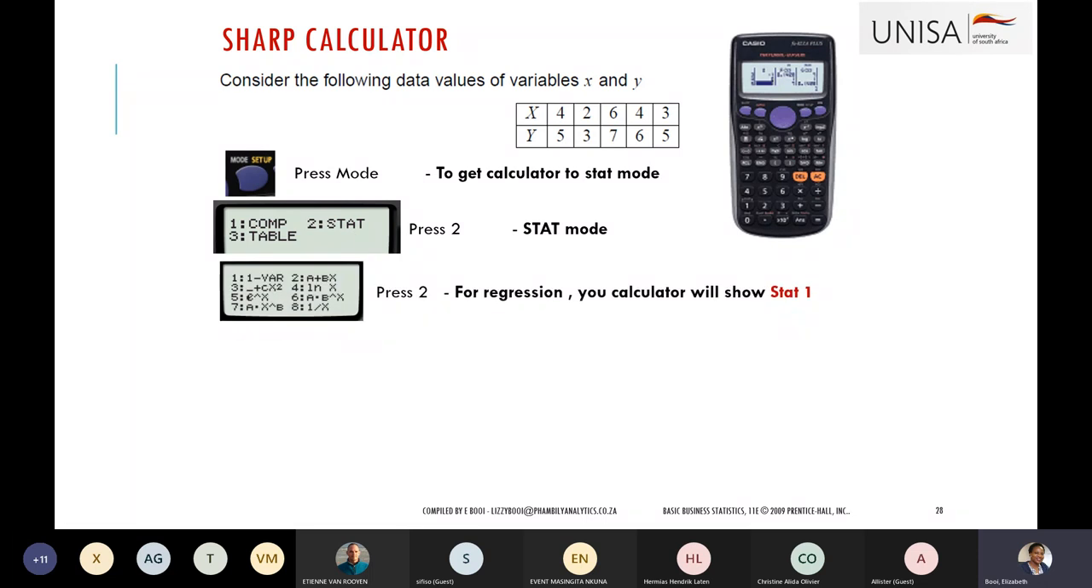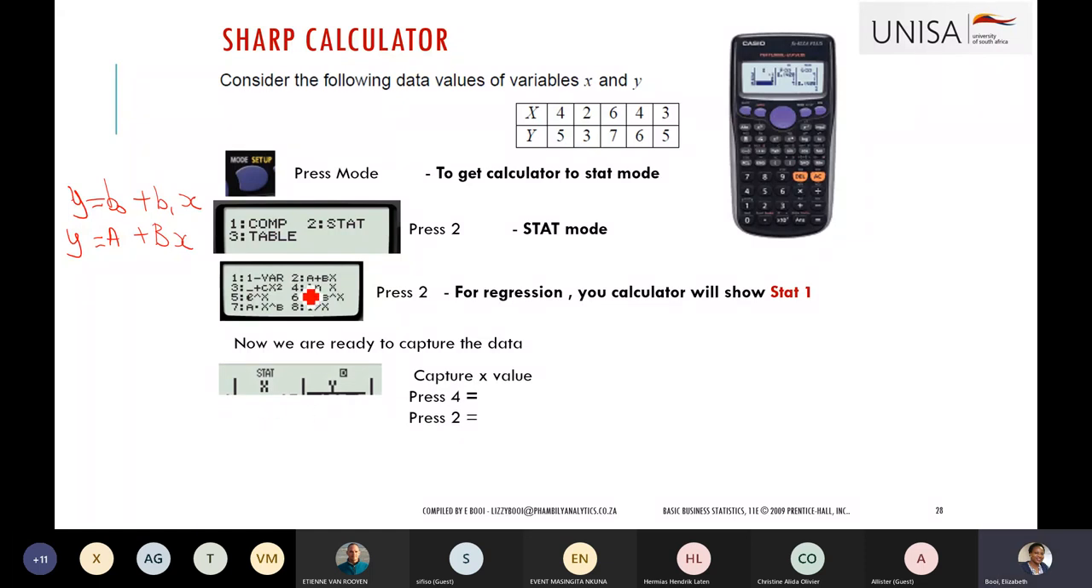We're going to go to number two, which says A plus BX. That's the one, because remember our equation is Y equals B0 plus B1X. So we're going to use Y equals A plus BX, which is that one that you see there. We press two, and then your calculator will show stat one. And then now you're ready to capture your data. When capturing your data, you will need the equal sign and the number function.